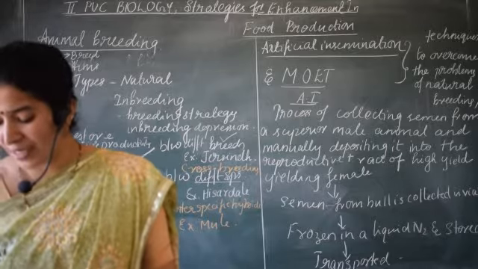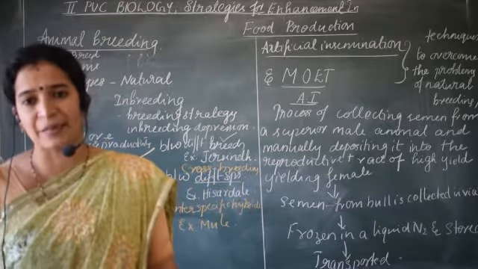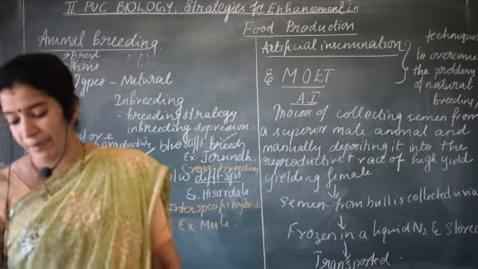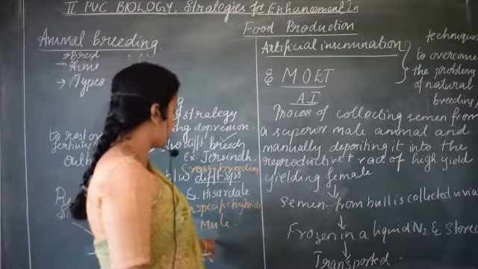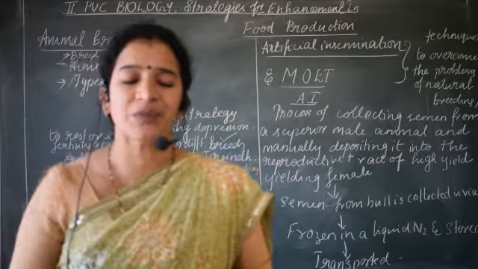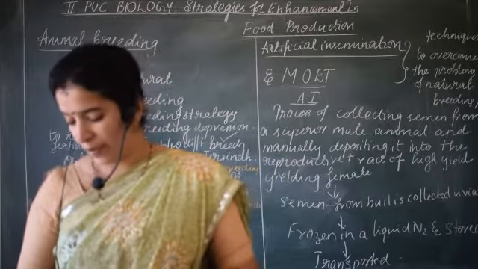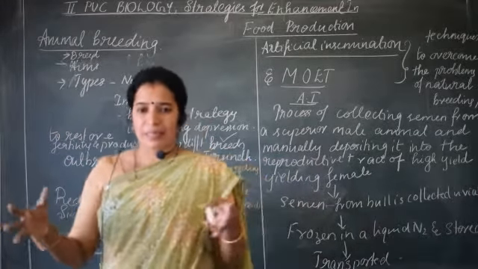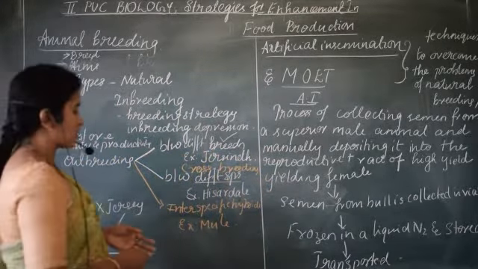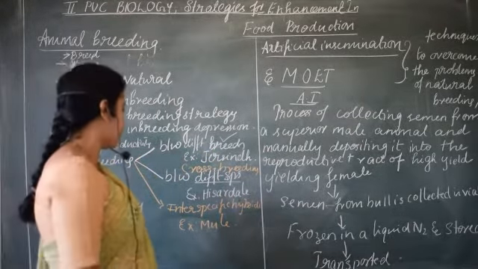Then crossing between superior males of one breed with superior females of another breed is known as crossbreeding. The advantage of this crossbreeding is that it allows a desirable quality to express in the new individual. So it combines the desirable qualities of the two breeds in the next generation, which is of commercial value. So this method can be used for commercial production.